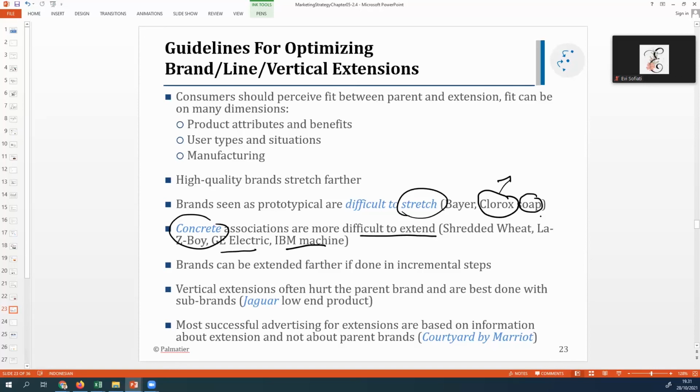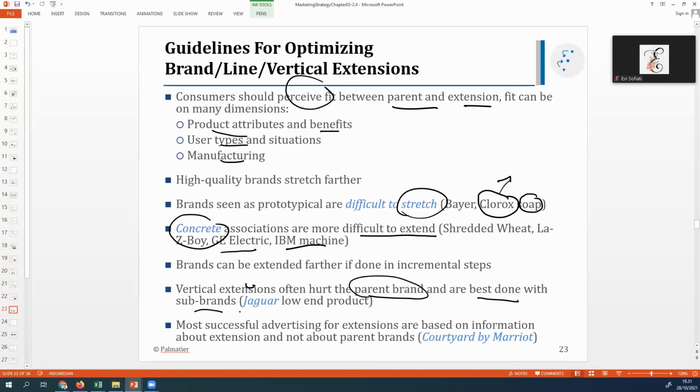And then the consumer should perceive fit between parent and extension. Fit can be in many dimensions, whether the product attributes, the benefits, the types, or the manufacturers. Vertical extension is also best done with a sub-brand. Vertical extension often hurts the parent brand and is best done with a sub-brand.